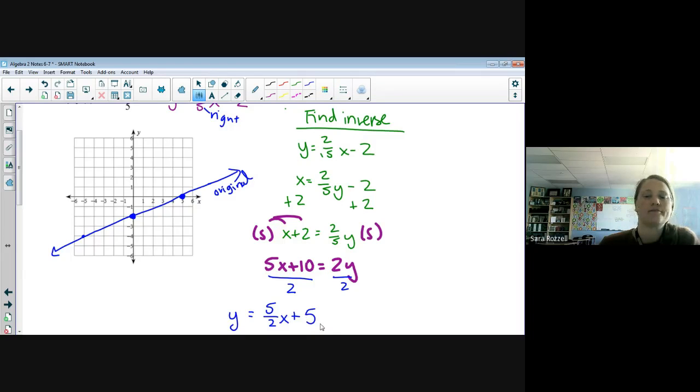Let's graph it. Where does it start on the y-axis? It starts at 5 and goes up 5 over 2. But I'm going to have to backtrack just because I'm going to go off the graph. So up 5 over 2, I can reverse it, down 5 left 2.